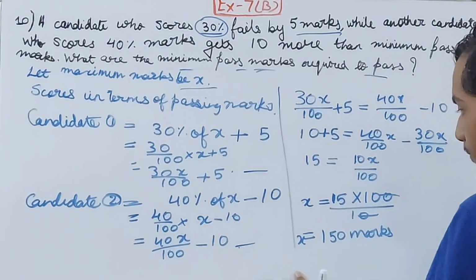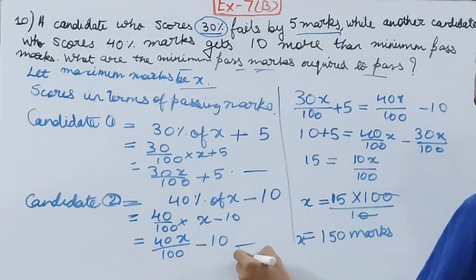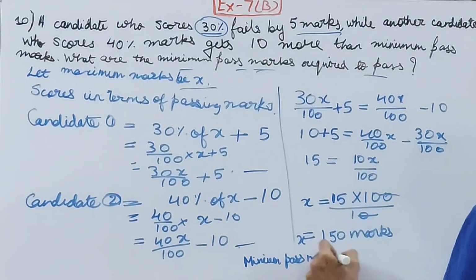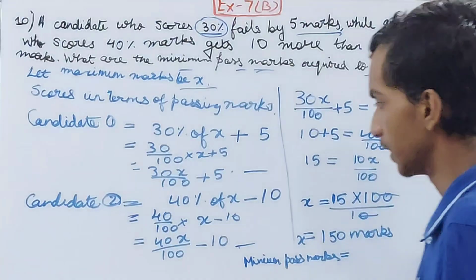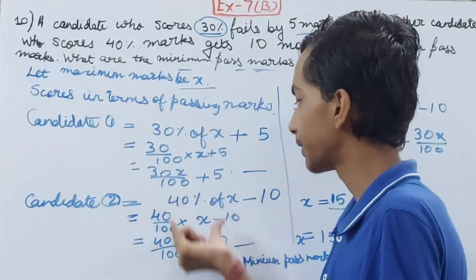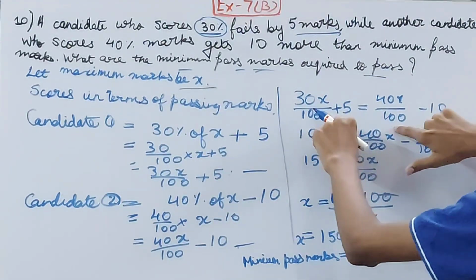So look here. Now the minimum pass marks: we have got two expressions here. This is also representing the pass marks, this is also representing the pass marks. These two expressions are representing the same thing. That's why we have put them in an equation.